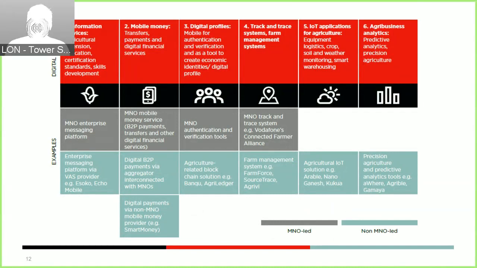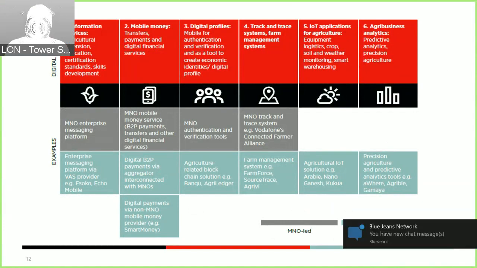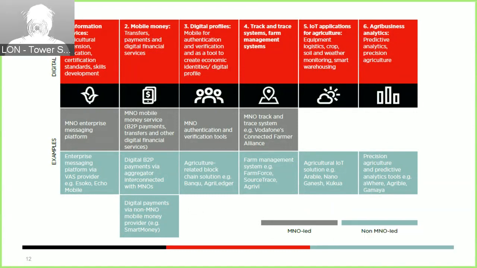In this space, it's important to say that there are already a number of third-party solution providers, technology companies like Banku, AgriLedger. They use technology such as blockchain that has emerged as an enabler in this space, and with this technology, they target clients in the agricultural sector. These solutions essentially enable transactions to be permanently recorded on a blockchain ledger and allow for secure transactions and record keeping. So moving to the right, we have track and trace and farm management systems, as mentioned before.